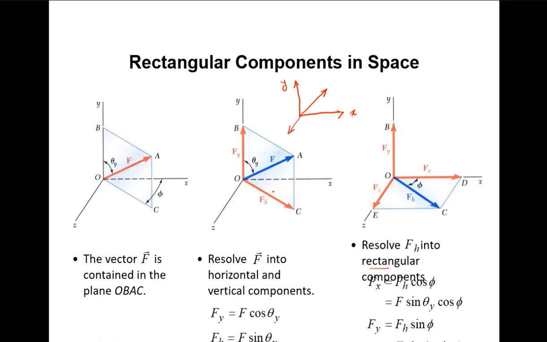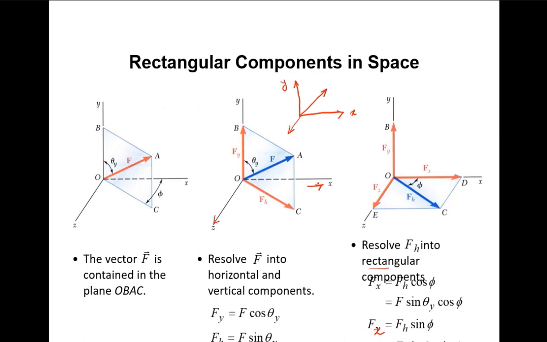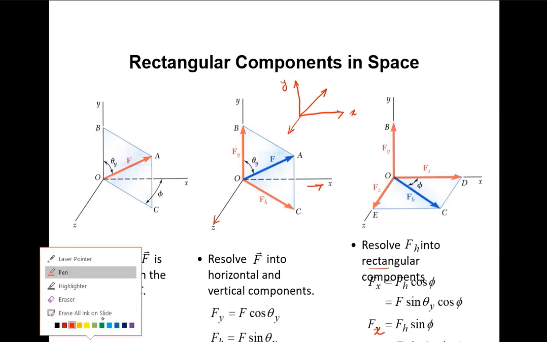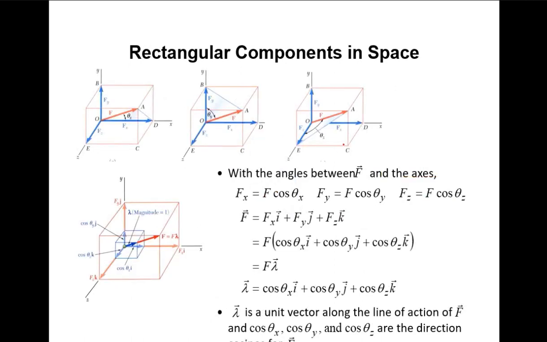Okay, sir. See, now for this Fh, this is my X direction, and say along this Z direction, they have written it as Y direction, right? So this will just be Fz. So along this Z direction and along this X direction, it will have its rectangular components, isn't it? Right. Now with angles between F and the axes, say F makes an angle theta x, theta y, and theta z with the x, y, and z axes, right?